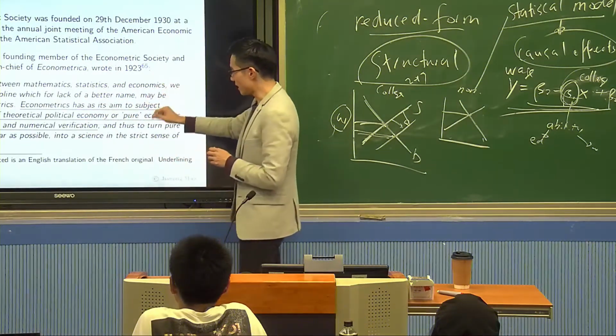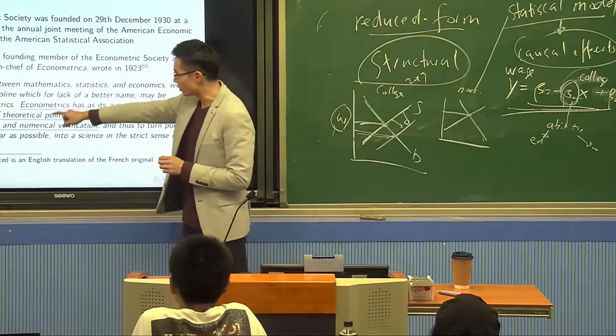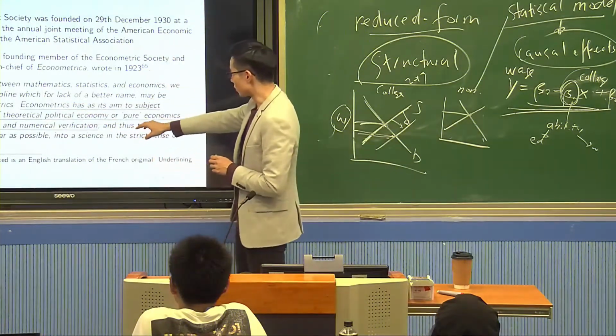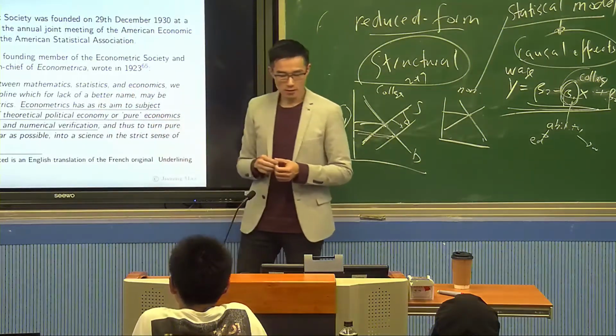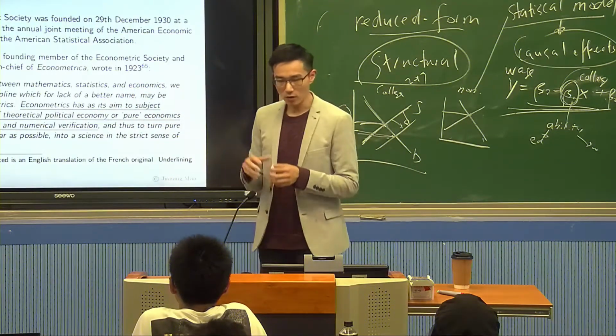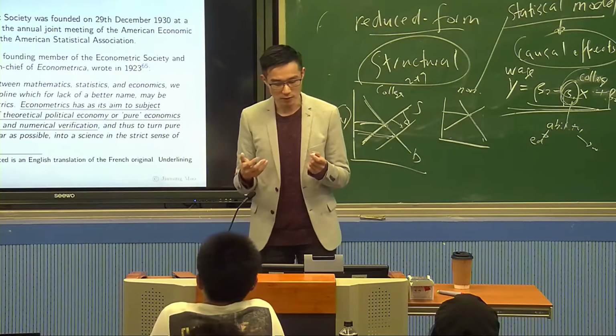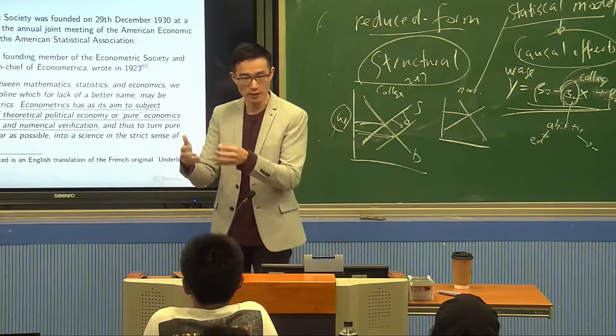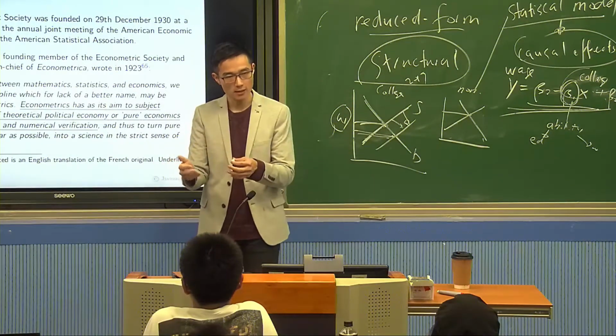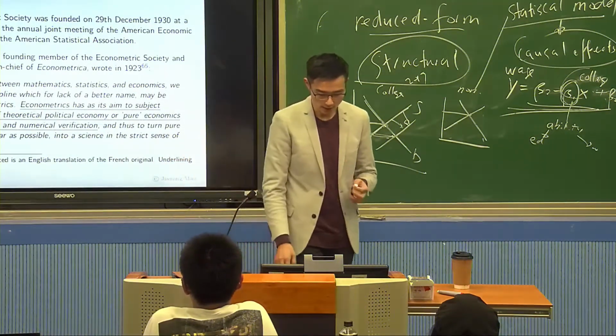Econometrics has its aim to subject abstract laws of theoretical economy or pure economics to experimental and numerical verification. So what he's saying here is the goal of econometrics is to test economic theory with data. Right, apply economic theory to data and test economic theory with data or experimentation.